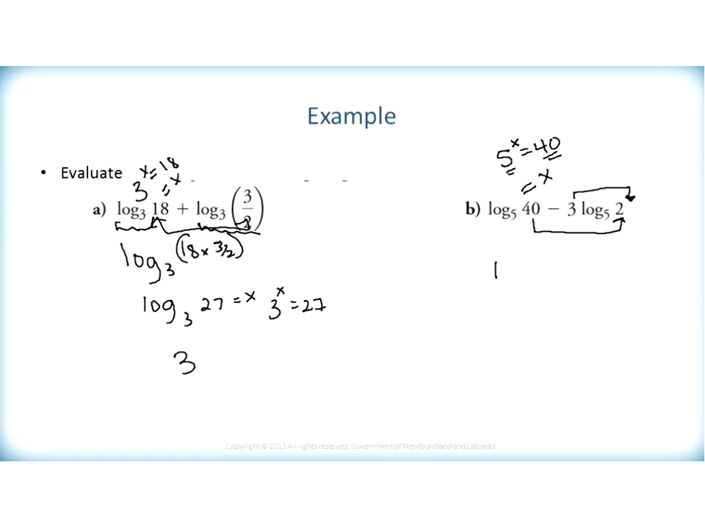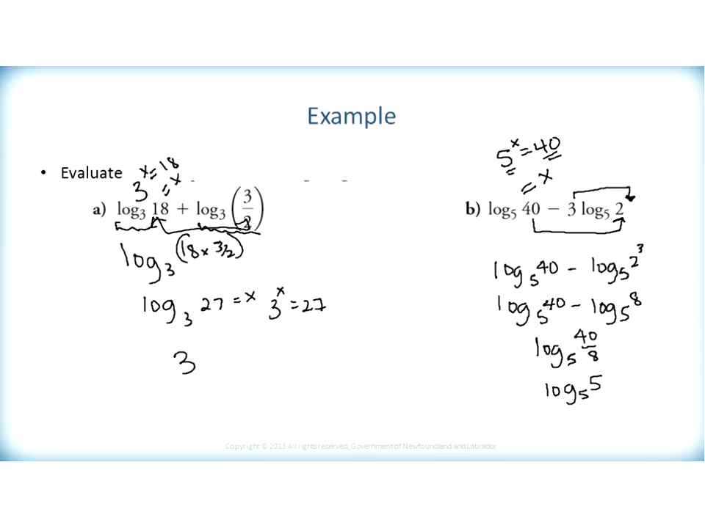So we have log of 40 base 5, subtract log of 2 cubed base 5. So that would be log 40 base 5, subtract log 8 base 5. Using the quotient law, that will be log 40 over 8 base 5. This gives us log of 5 base 5. The answer to that expression will be 1, since 5 to the power of 1 is 5.